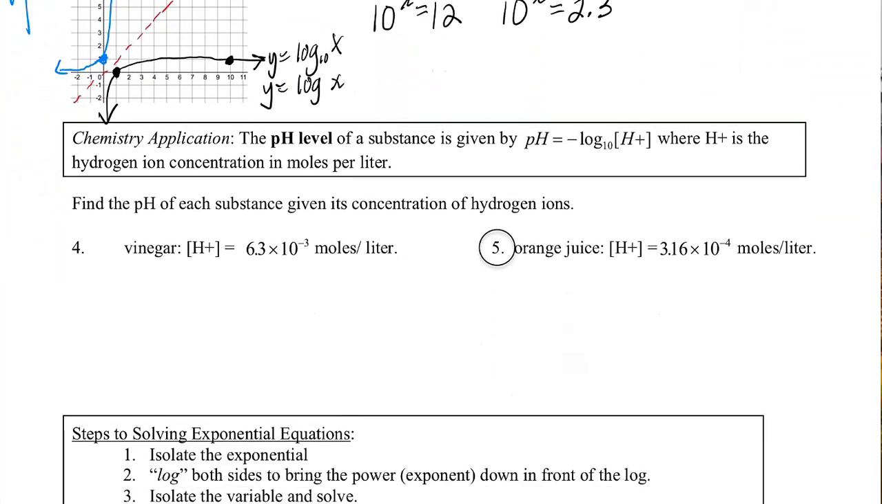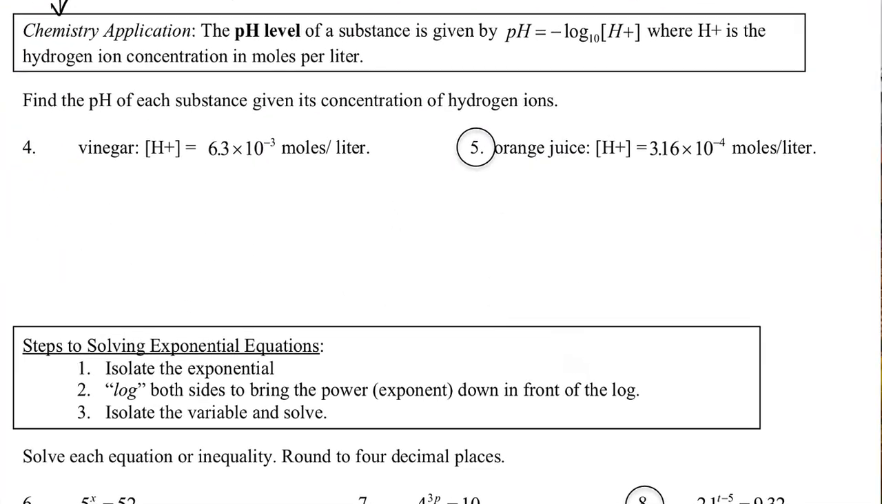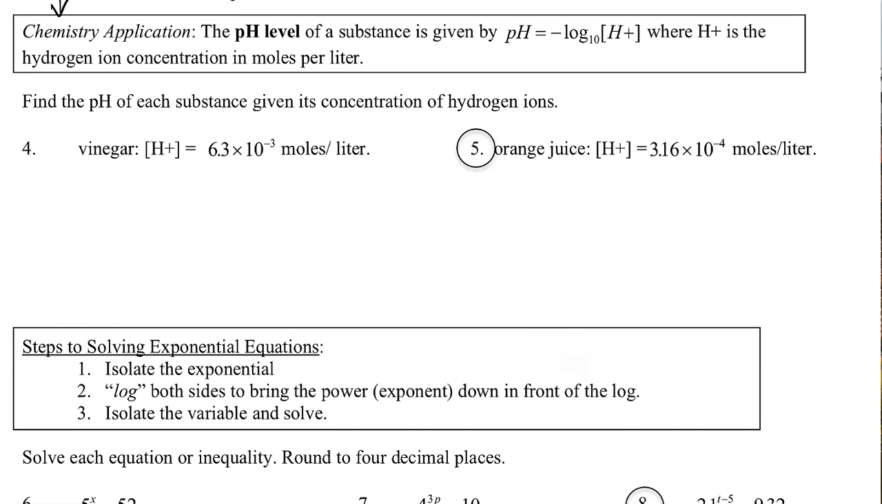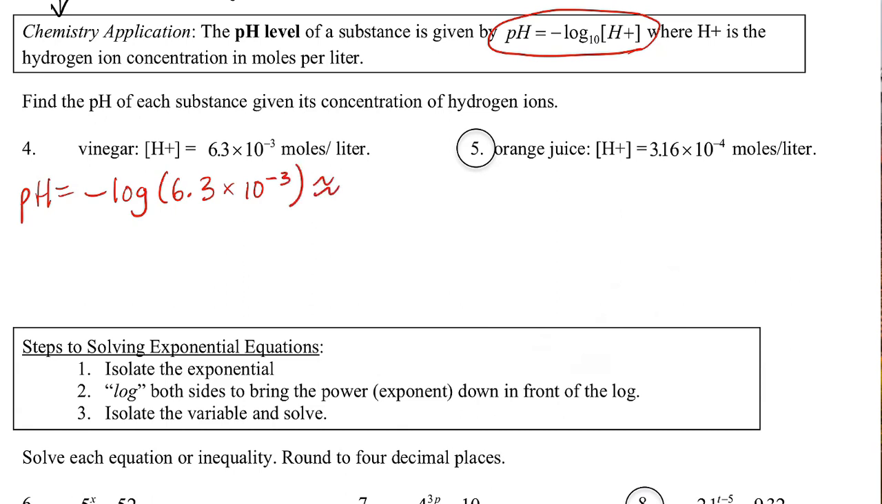One application of common logarithms is in chemistry. The pH level of a substance is given by pH equals negative log base 10 of H plus, where H plus is the hydrogen ion concentration in moles per liter. We're asked here to find the pH of each substance given its concentration of hydrogen ions. For vinegar, the concentration is 6.3 times 10 to the negative third moles per liter. So using this formula, the pH is going to equal negative log of 6.3 times 10 to the negative third. And what is that roughly?